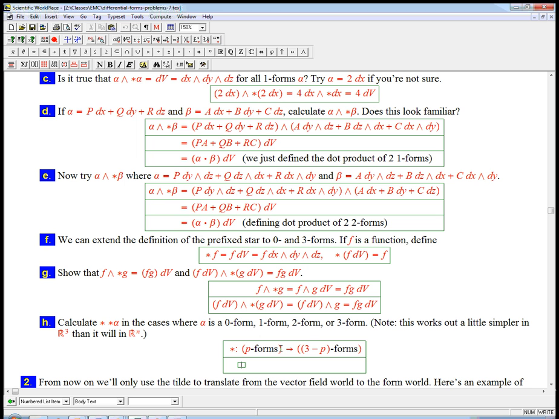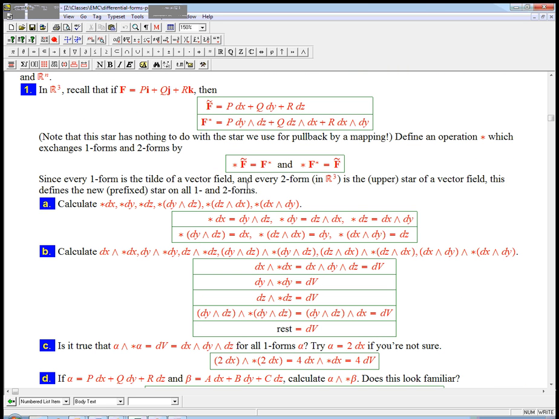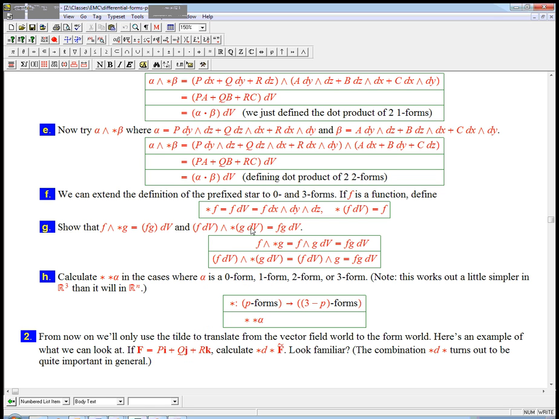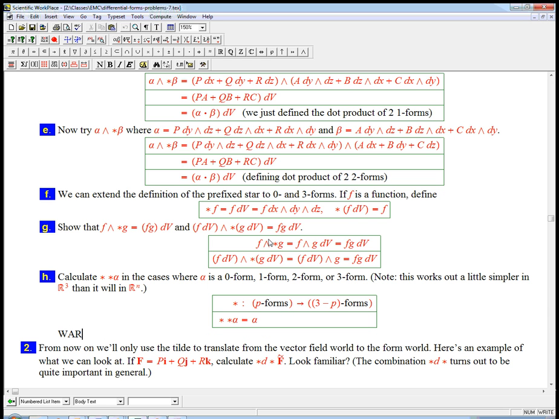Do you get back to exactly the same thing that you started with? Well, it's not too hard to see. From the way we defined it up here for one forms and two forms, it's pretty clear that it just comes back to where you started. It just exchanges the star and the tilde. Similarly, for 3 forms, you either put on a dv or take it off. And so in this case, star star alpha is actually alpha. Okay.